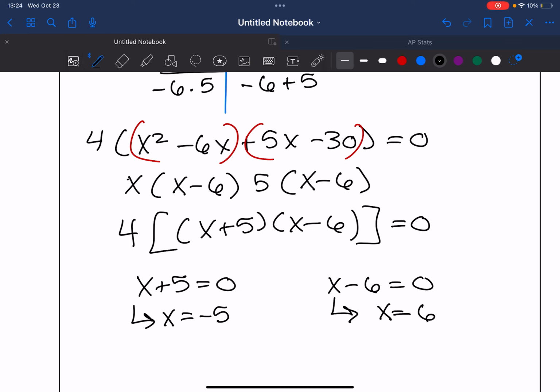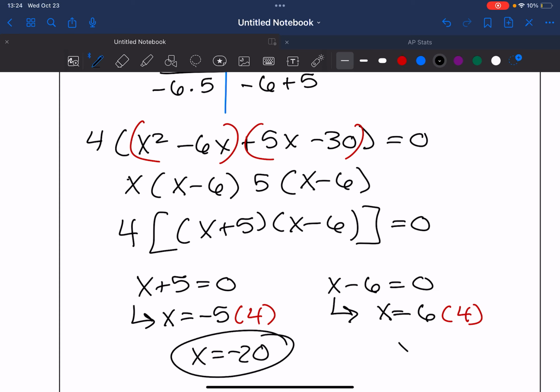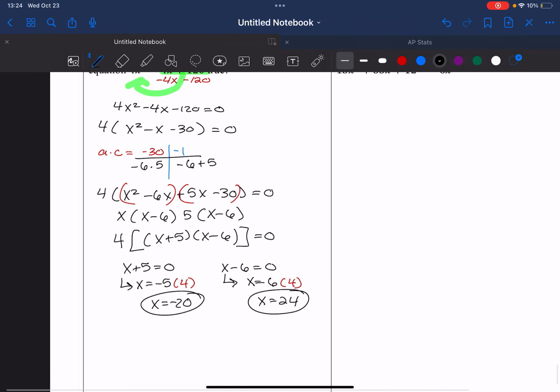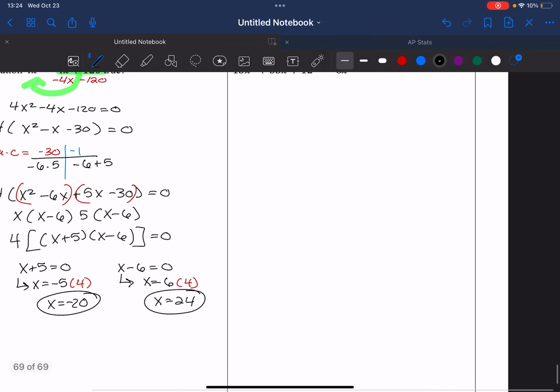Well, this implies that x is going to equal negative 5, and this implies that x is going to be equal to 6. Well, we can't forget about the GCF in the front, so we're going to take our answers and multiply it by the GCF of 4, which means our actual answers are x equals negative 20 and x equals 24. Okay, next question.